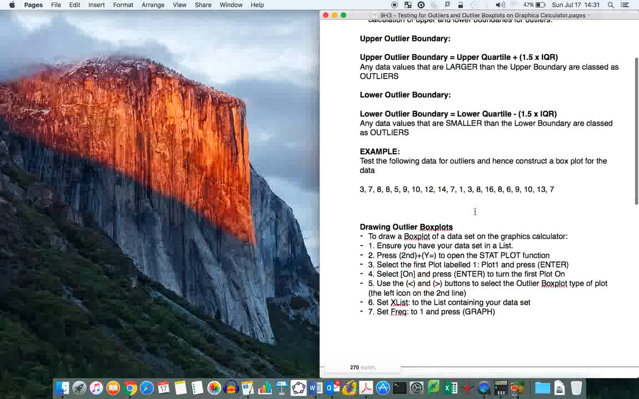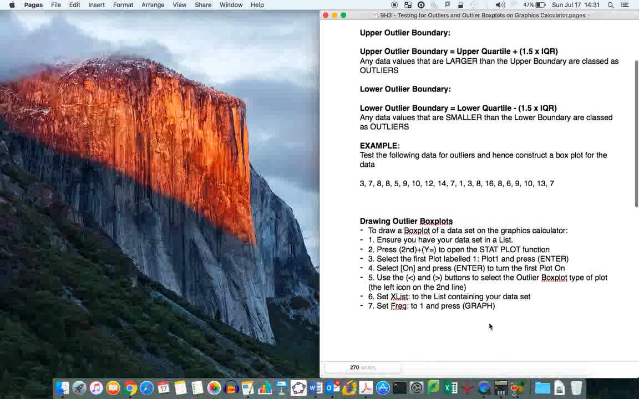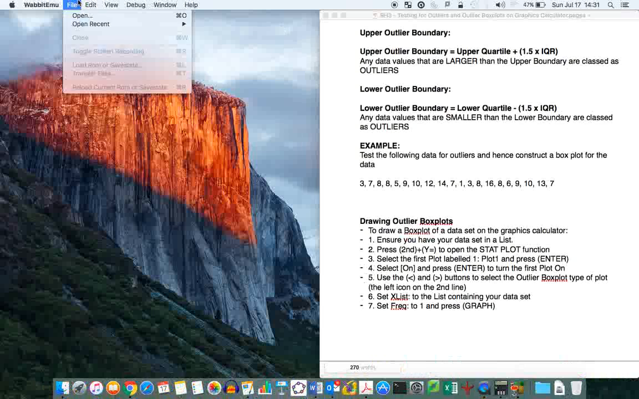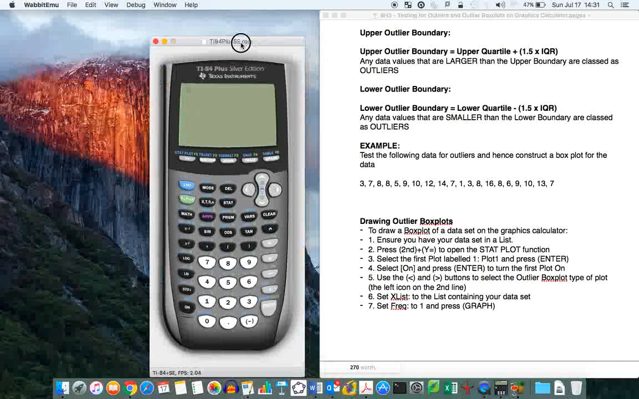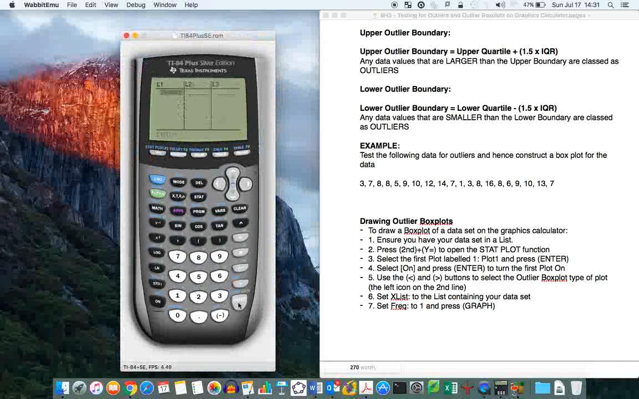So as a quick example, test the following data for outliers and construct a box plot for the data here. So let's do this for real. Let's do it live, okay? Select the calculator, clear. First things first, statistics always involve a data set. So you need to enter that data set: 3, 7, 8, 8, 5, 9, 10, 12, 14, 7, 1, 3, 8, 16, 8, 6, 9, 10, 13, 7. Hopefully that's 20 bits of data.